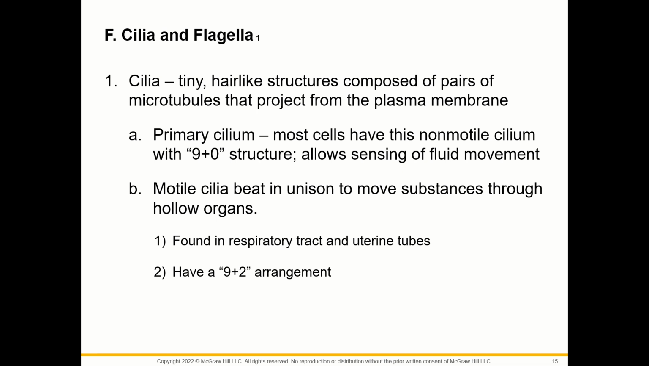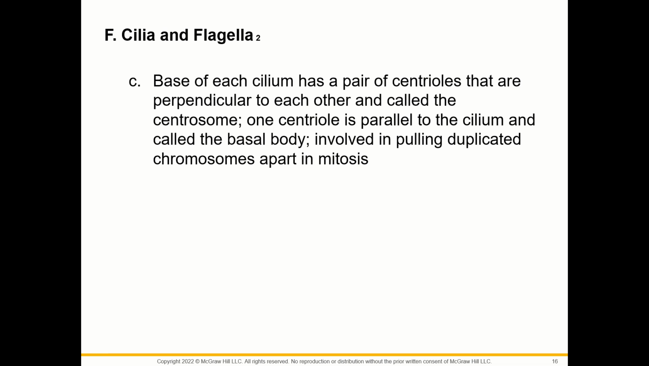Motile cilia beat in unison to move substances through hollow organs, and they're particularly found in the cells of the respiratory tract and uterine tubes. The respiratory tract cilia will move the mucus, and the uterine tubes will move the ova as it is expelled from the ovary and moves down the uterine tubes towards the uterus. They have a 9+2 arrangement, and we'll see a picture of that in a moment.